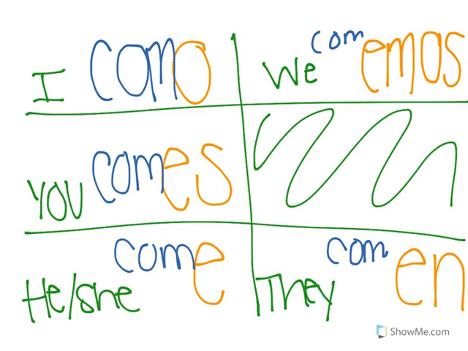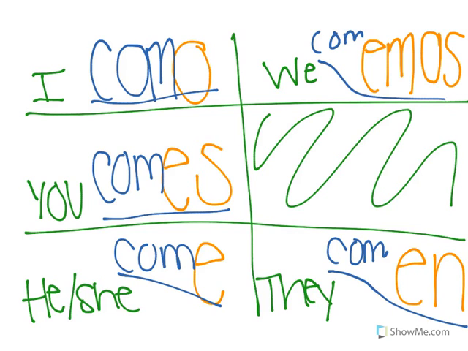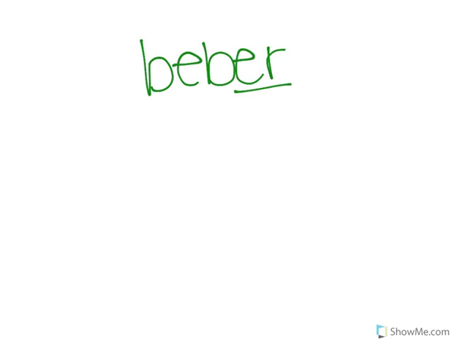So if you want to say I eat, you say como. You eat is comes. He or she eats is come. They eat is comen. And we eat is comemos. So this works for any ER verb, these endings. So if I said, let's do beber, which we also talked about in the introduction video, it means to drink. We're going to get rid of the ER and we're going to add these endings.